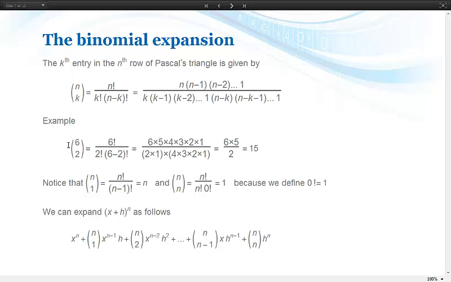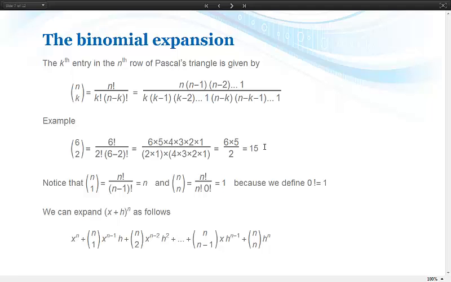So it's that entry, 6 choose 2, is 6 factorial over 2 factorial times 6 minus 2, or 4 factorial. Well, there's 6 factorial: 6 times 5 times 4 times 3 times 2 times 1. 2 factorial is 2 times 1. And 4 factorial, 6 minus 2 is 4: 4 times 3 times 2 times 1. Well, notice the 4 times 3 times 2 times 1's cancel out. I'm left with 6 times 5 over 2 times 1. Well, that's 30 over 2, or 15.